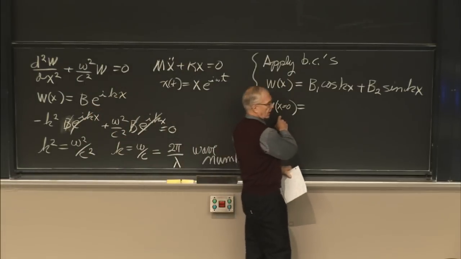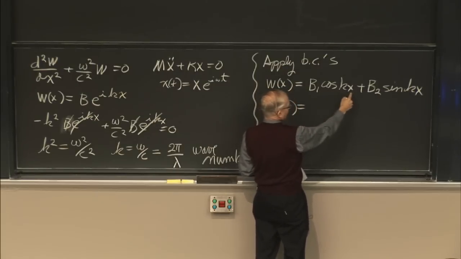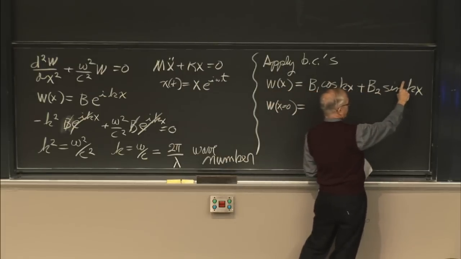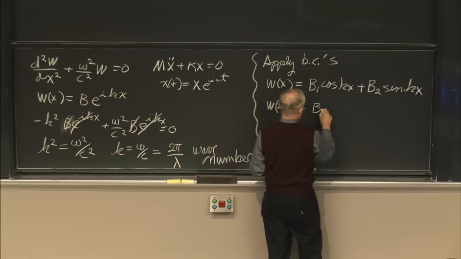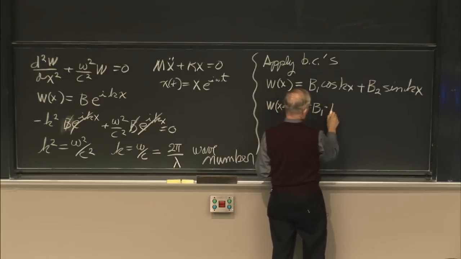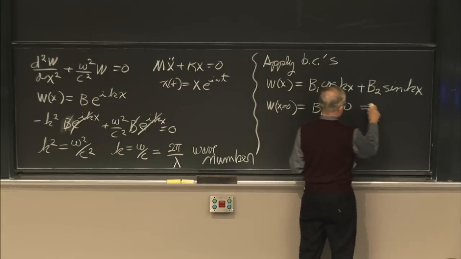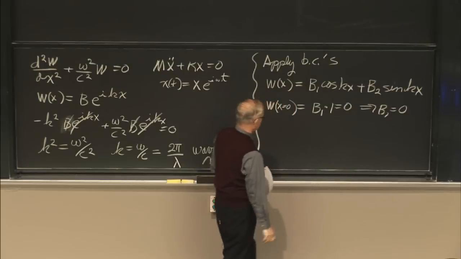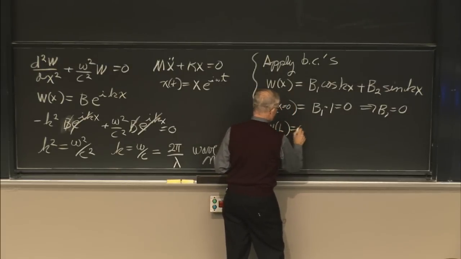One of them is that it has no motion on the left. So you plug in 0 for x. Cosine of 0 is 1. Sine of 0 is 0. So we find that this is B1 times 1, but it has to be 0 as the boundary condition. So that implies B1 is 0. There's no cosines in this answer. And W at L is 0.